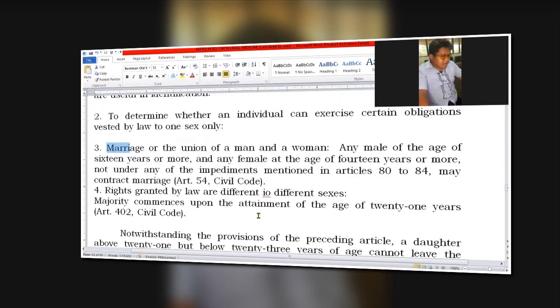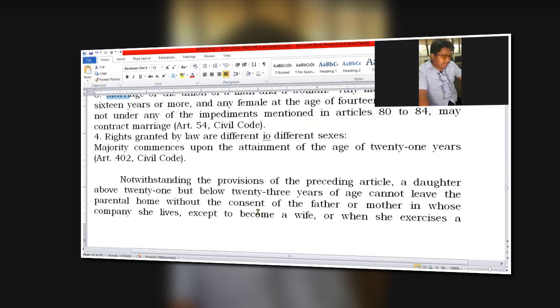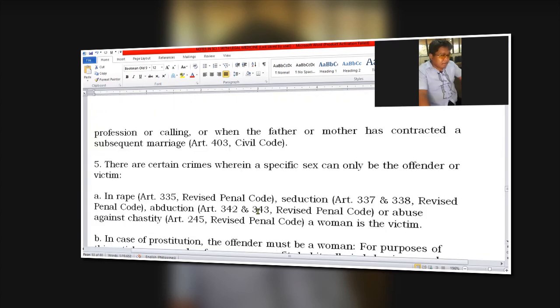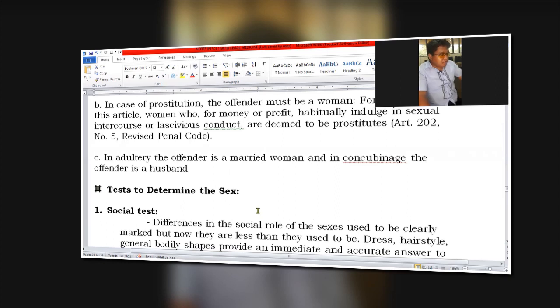Okay? Meron ding mga trabaho na babae lang or lalaki. Okay? Alright? Then, in adultery, the offender is a married woman, and in concubinage, the offender is a husband. So, hindi mo pwedeng kasuhan ng adultery ang isang lalaki kasi yan ay crime lamang para sa mga babae, committed by a woman. So, sex is very important to determine.